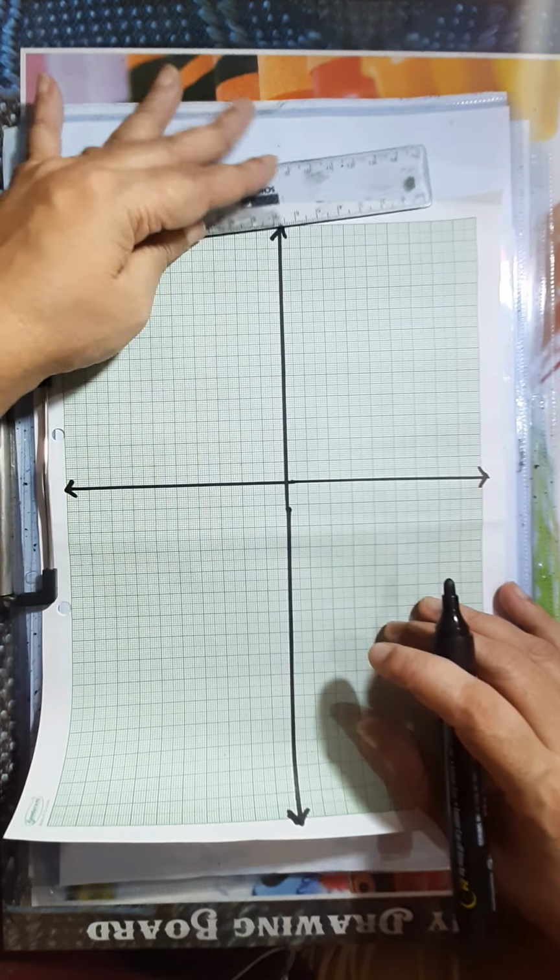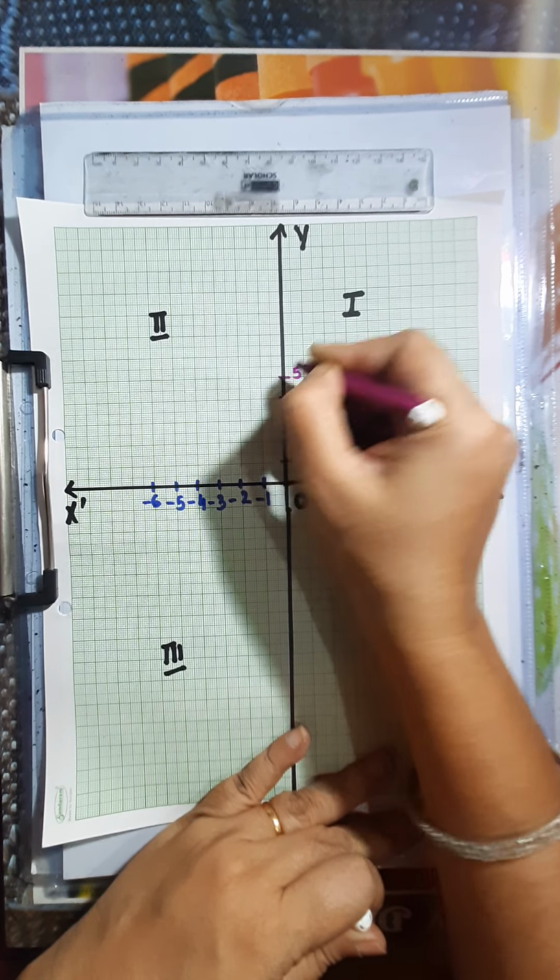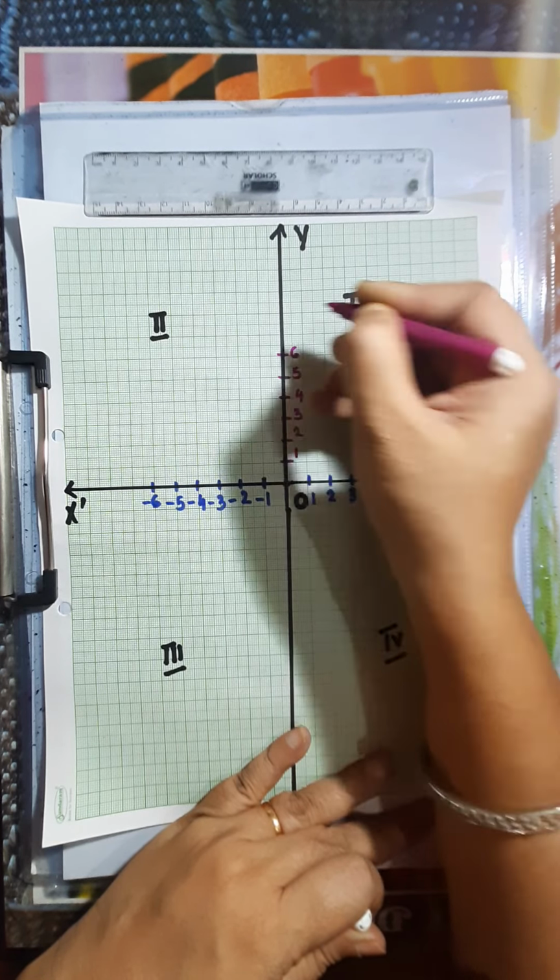Now let's talk about the y-axis. This is my positive 1, 2, 3, 4, 5, 6, 7. This is my negative axis where you have -1, -2, -3, -4, -5, -6, -7. We need not go further. This is enough to understand this. I hope you can see this very clearly.